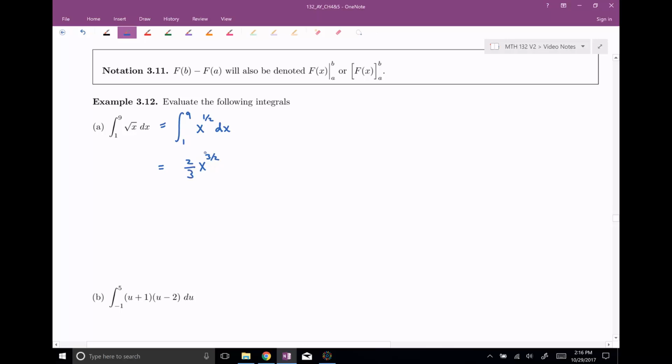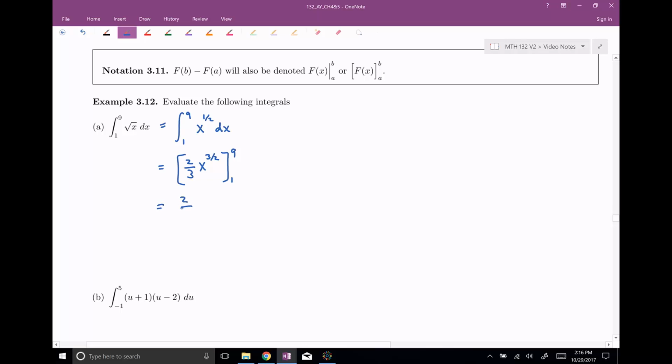And let's double check. If I take the derivative of this, do I get back to where I started? So the 3/2 would come down and cancel with the 2/3, good. And then I'd reduce my power by 1, so I'd go from 3/2 down to 1/2. Excellent. So this is an antiderivative, and according to the fundamental theorem of calculus, this is going to be equal to an F of b minus an F of a. So I need to plug in 9 and 1. So I'm going to use this notation here and say that I'm going to plug in 9 and then 1.